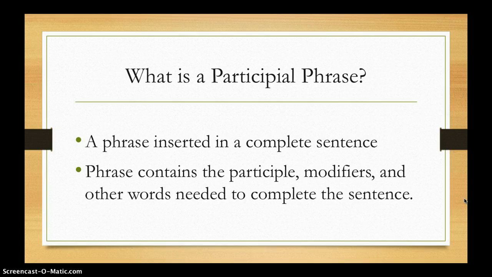So now that you know a little bit about the participle itself, the participle phrase is actually a phrase that's inserted into an already complete sentence. So even if the participle phrase is removed from the sentence, it can still be considered complete and grammatically correct without that participial phrase. The participial phrase contains the participle, which we just learned about, its modifiers, and then the other words that are needed to make the sentence complete.